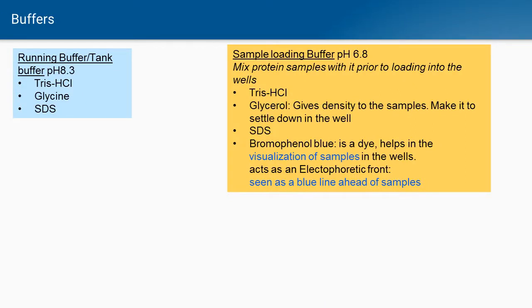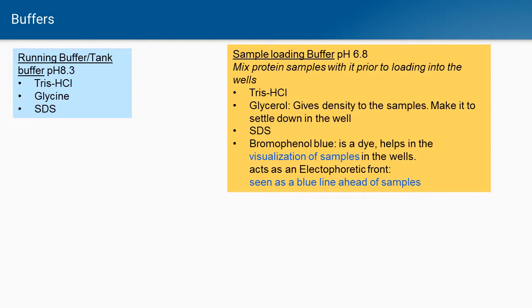For buffers, we make running buffer or tank buffer, which has a pH of 8.3, and sample loading buffer, or the buffer we use for making of the stacking gel. It has a pH of 6.8. Okay, so running or tank buffer constituents are Tris HCl, glycine, and SDS. And for sample loading buffer, the constituents are Tris HCl, glycerol, SDS, bromophenol blue.